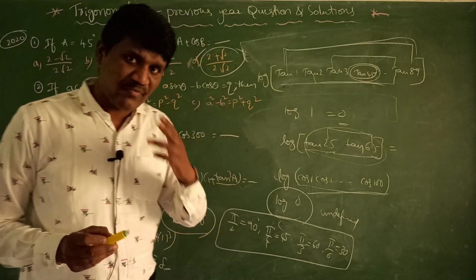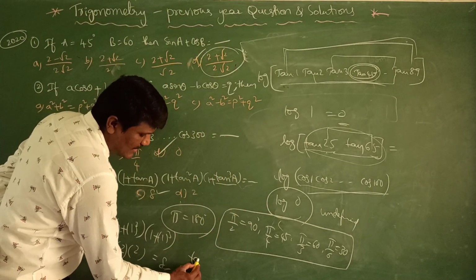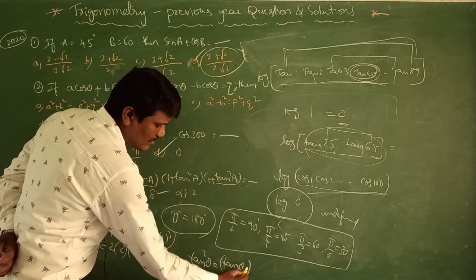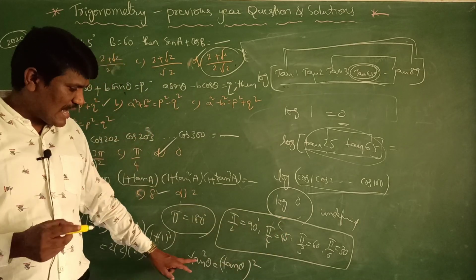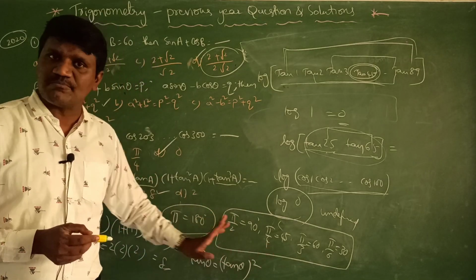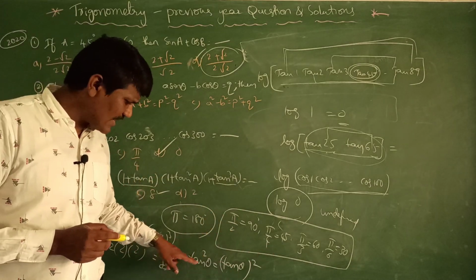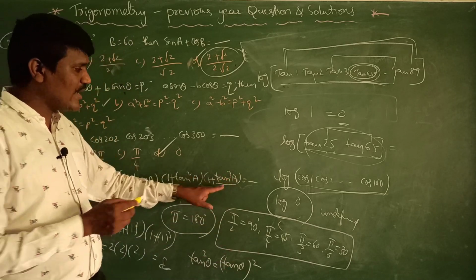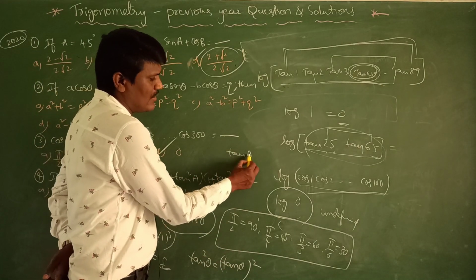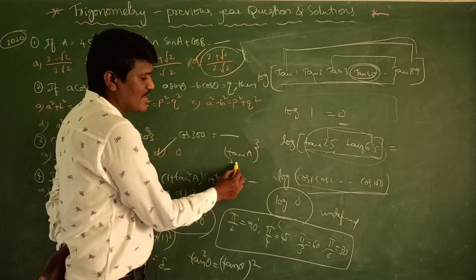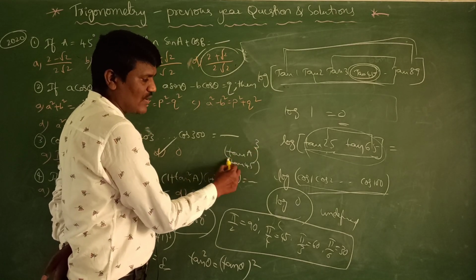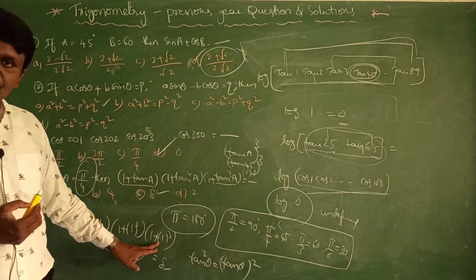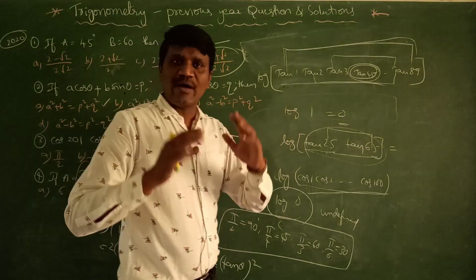Here you can remember one more thing: tan square theta is equal to tan theta whole square. So tan square theta and tan theta whole square are the same. Whatever it is, if it is sin square theta, you can write sin theta whole square. So tan cube a is nothing but tan a whole cube. A is nothing but 45, so tan 45 whole cube. Tan 45 is 1, so 1 whole cube I am writing here. Okay students, I hope all of you understand.